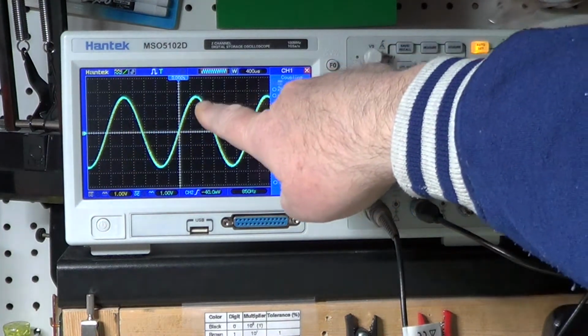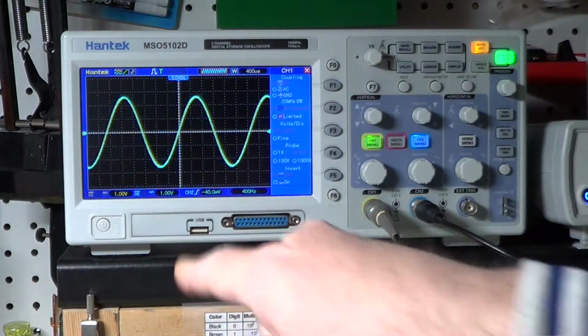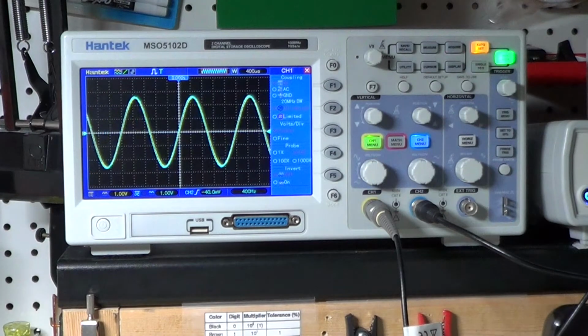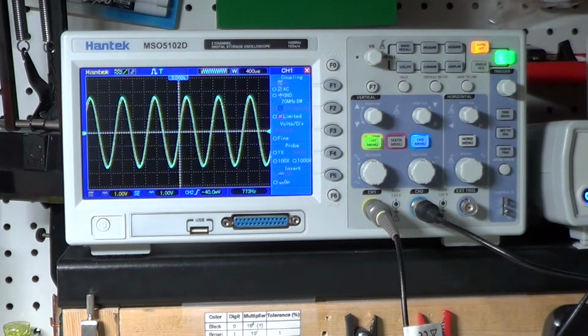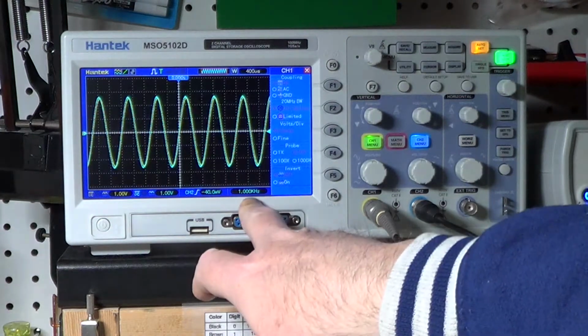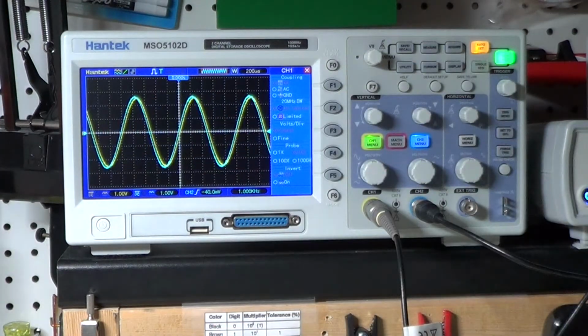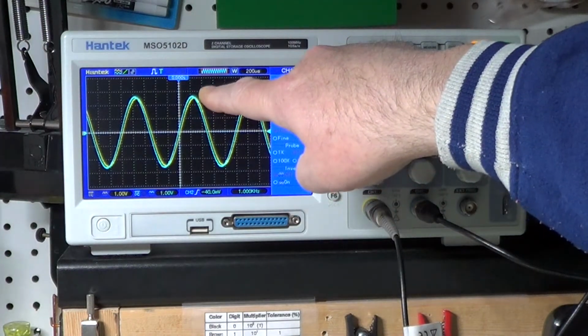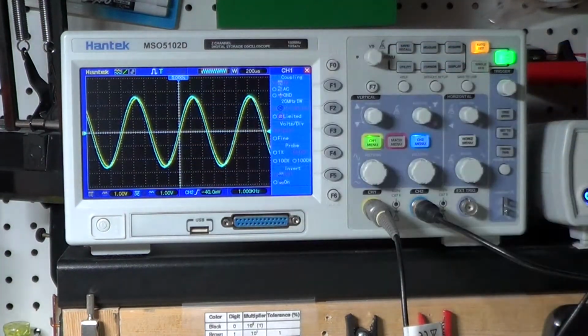You see there is already a slight difference over here, and we are at 400 Hz right now. Now we are at 1 kHz. And note how the phase shift starts showing up. And at the same time you can see that there is a slight change in amplitude. But right now the change is minimal, so really we can consider this as negligible.